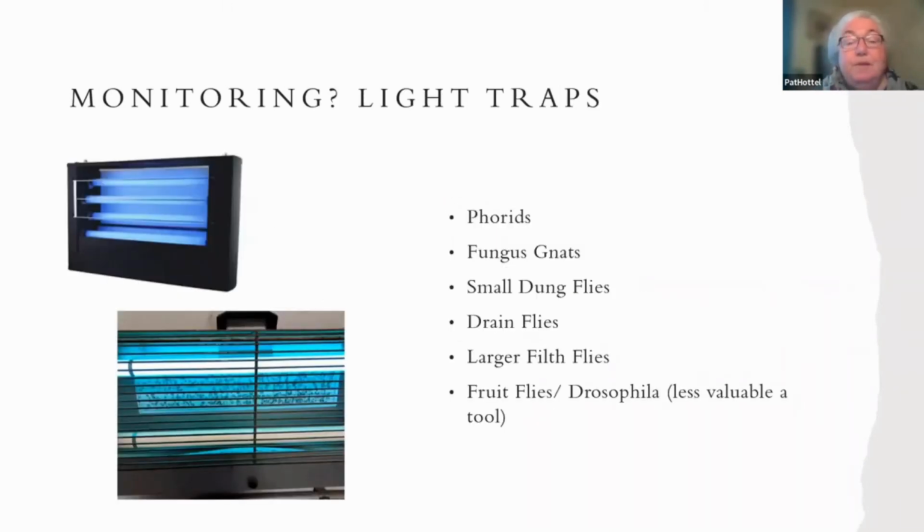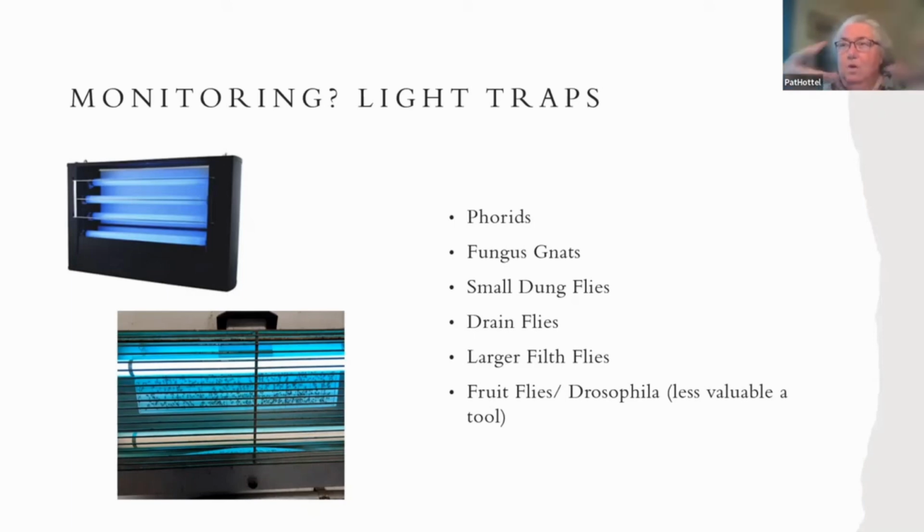Light traps are a primary monitoring tool that we can use for flies, and they do a really good job on phorid flies. Phorids are highly attracted. You can see hundreds and hundreds of phorid flies in a light trap. Fungus gnats are also very highly attracted to light traps. Small dung flies and drain flies will go to light traps, as will larger filth flies, such as house flies, bottle flies, or cluster flies. But fruit flies, not so much.